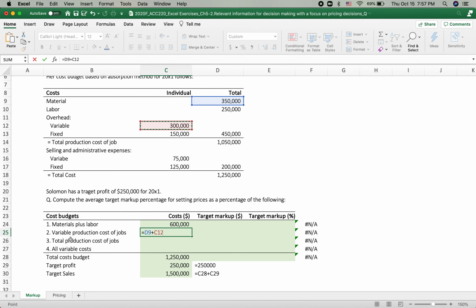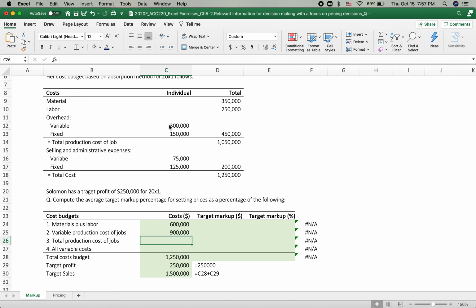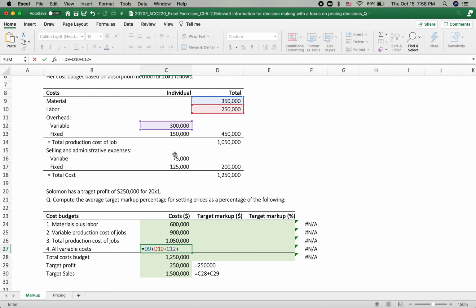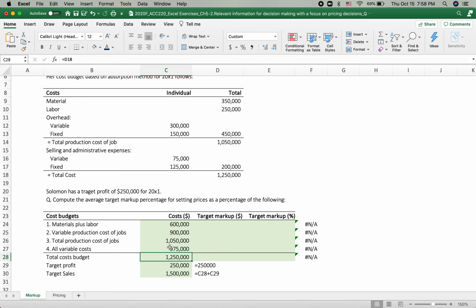What about this variable? No, we are collecting only the production cost of a job. So we collect these two variable, the direct material and direct labor and manufacturing overhead. So 900,000. And then total production cost of a job, we already are given this, 1,050,000. All variable cost. Now we include this variable as well as the variable selling and administrative expense. Now we finished the setup.